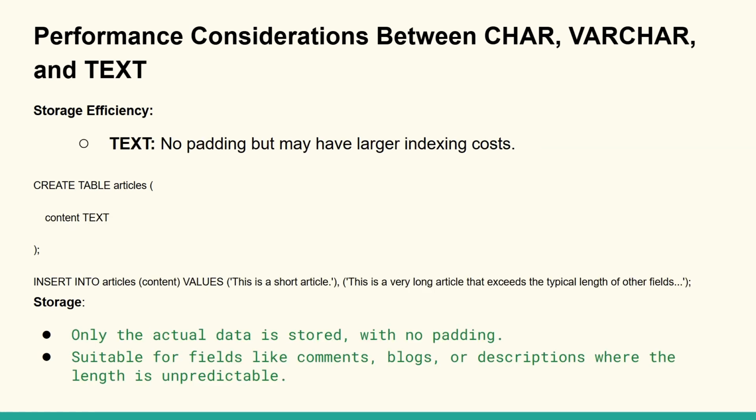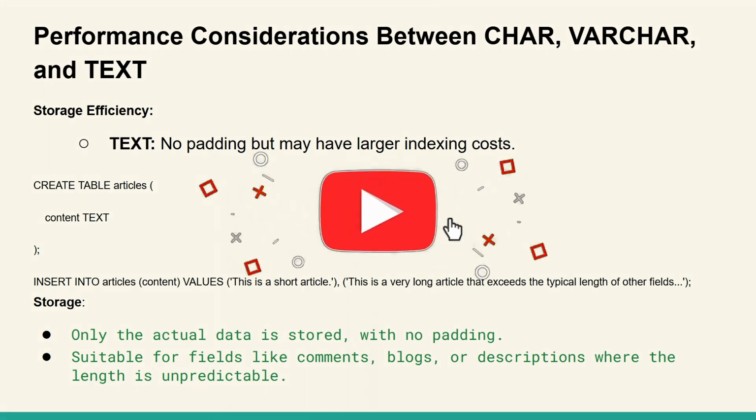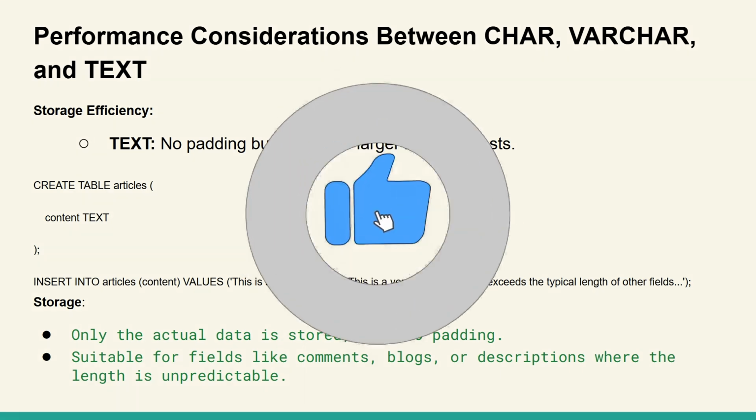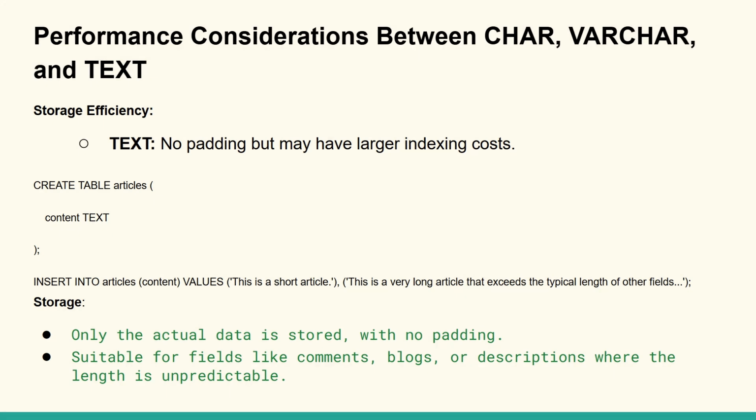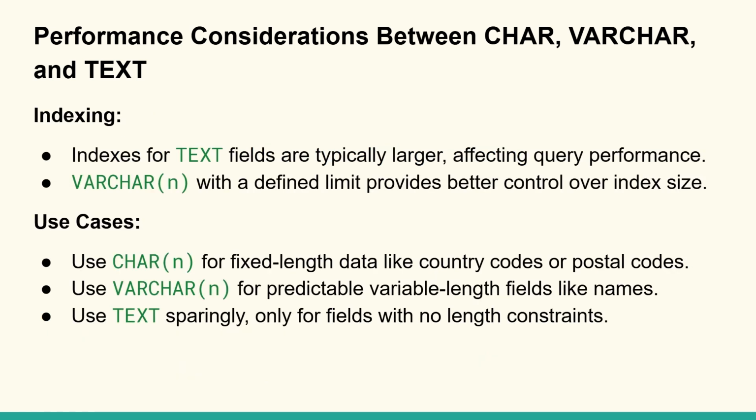When it comes to TEXT, there is no length constraint. It stores strings of any size and is ideal for storing long and unstructured text. Here you can see in the example we create a table, articles, and we have given content as TEXT, and it can save any length of text as a value. So only the actual data is stored with no padding, and it is suitable for fields like comments, blogs or descriptions where the length is unpredictable. What impact it will generate, we will discuss in the next slide.